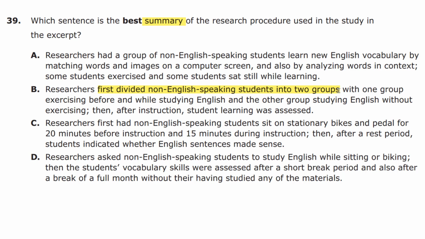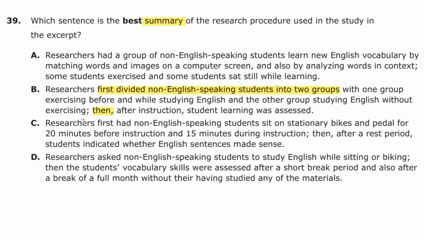So they first divided them into two groups. One exercised and one studied English that did not exercise. Then, after instruction, students' learning was assessed. I mean, that's correct. And by the way, that gives an order of events, first and then. This is a progression. B could well be our right answer here.